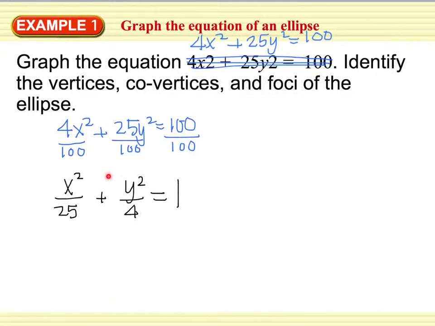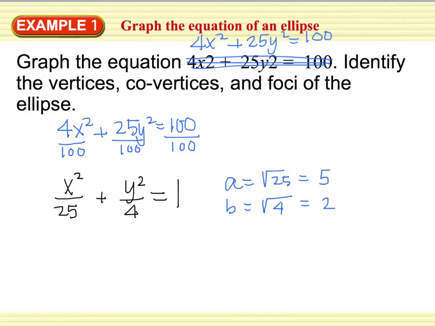So now I have an equation written in standard form, and I notice that the number below the x squared value is larger than the number below the y squared value, so that tells me that I'm going to have a horizontal ellipse. Because I have a horizontal ellipse, now I can identify my a value, and that's just the square root of 25, which is going to give me 5. And my b value is going to be the square root of the number below the y squared value, the square root of 4, or 2.